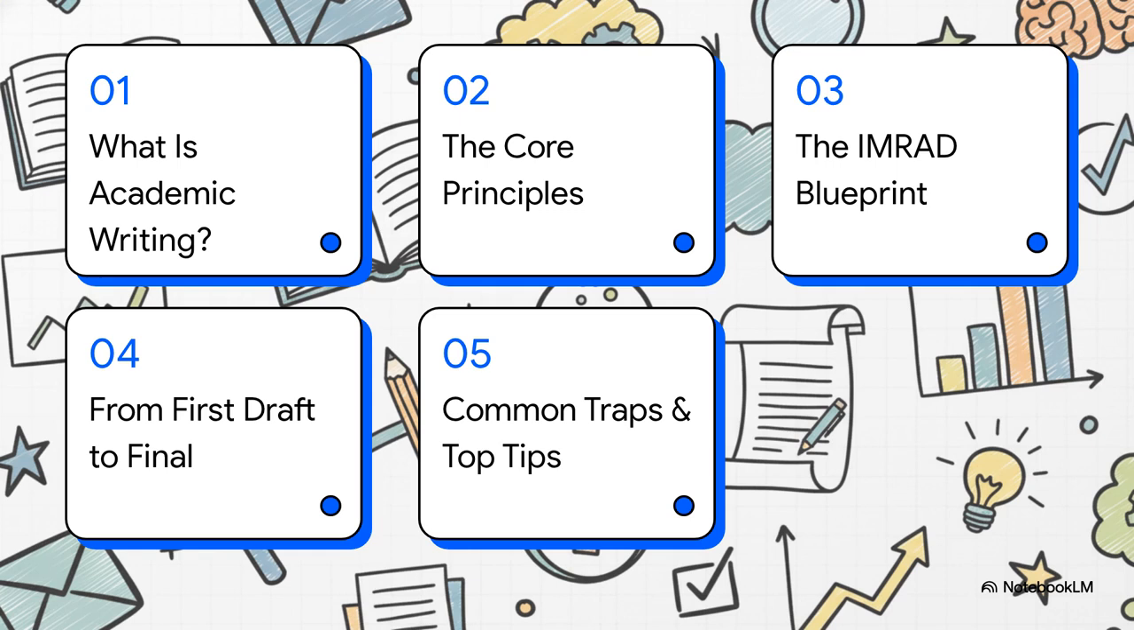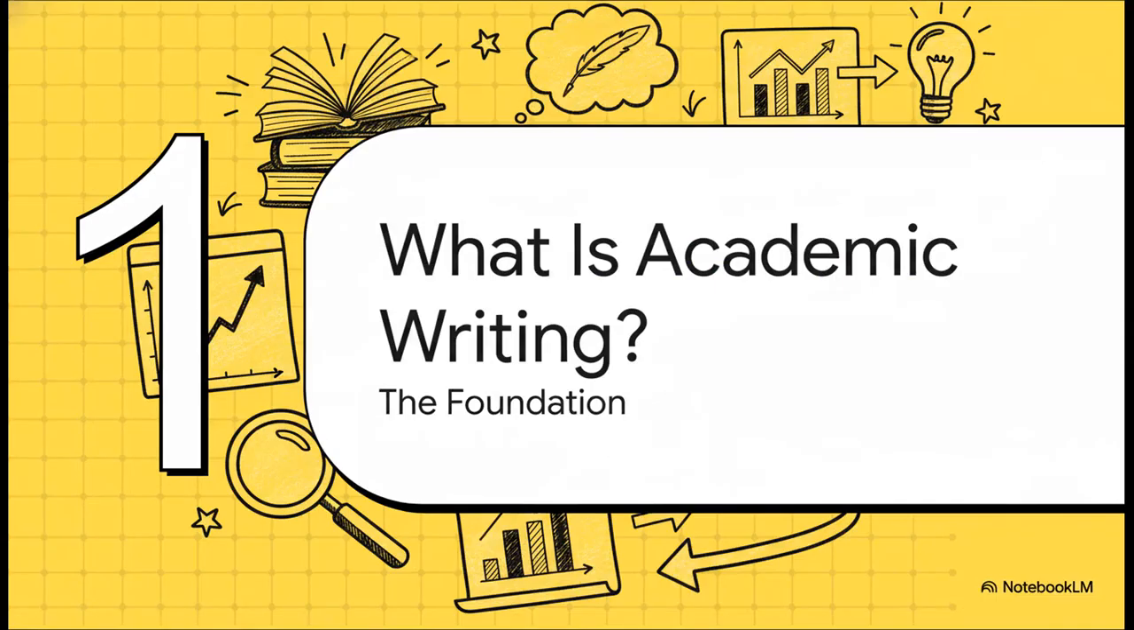So, here's our game plan. First, we'll lay the foundation. What even is academic writing? Then we'll look at the core principles. Think of these as your building materials. After that, we'll get into the IMRAD blueprint, which is like the universal framework for your project. From there, we'll talk about the actual construction, and we'll wrap up with a final inspection of common mistakes and my top tips.